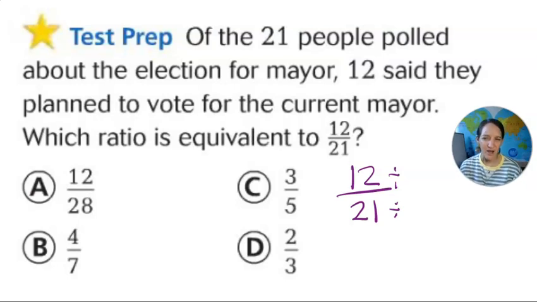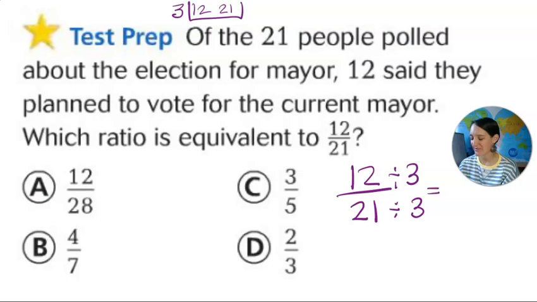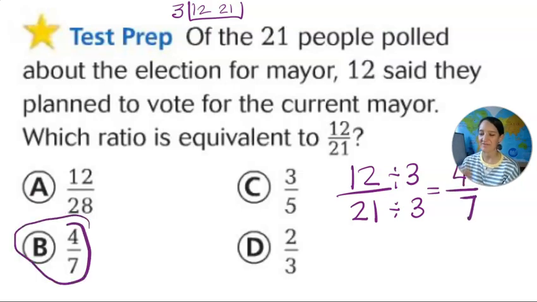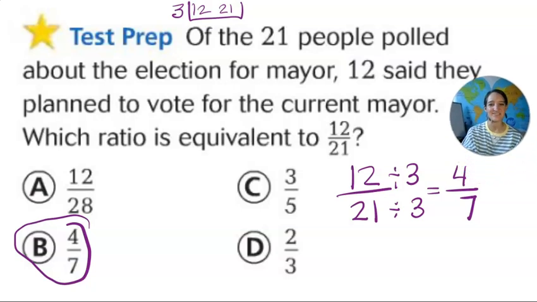What common factor do 12 and 21 have? Well, if they were in a birthday cake, I could pull out a 3, couldn't I? So I'm going to divide both of these by 3, and that will give me 4 to 7. Woo! 4 to 7 is equivalent to 12 to 21. All right, my friends, I hope that gives you an idea of how to create equivalent ratios.